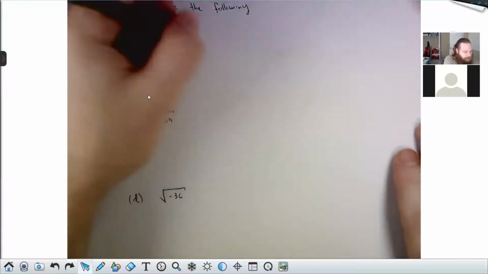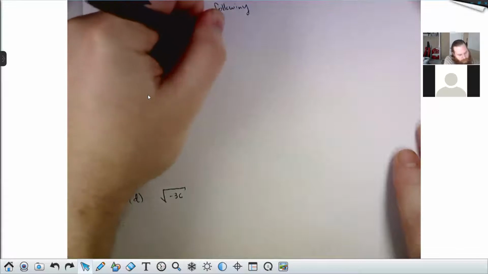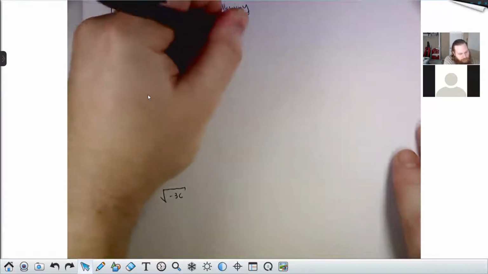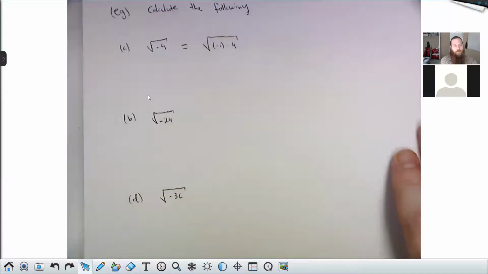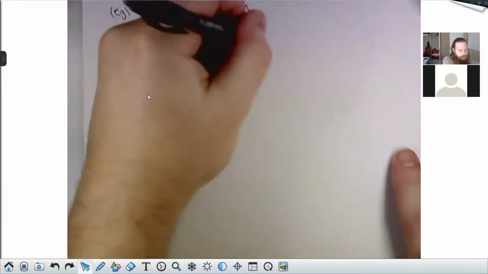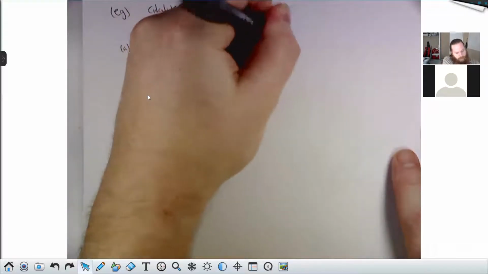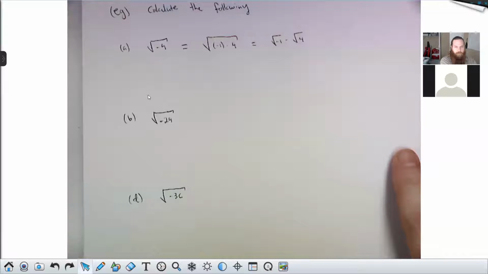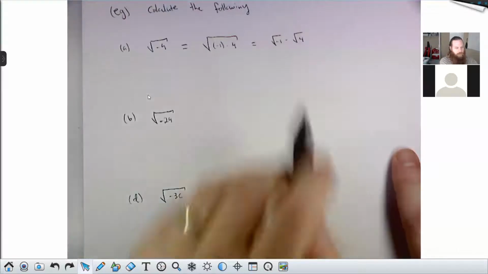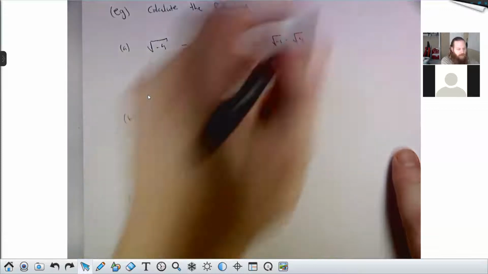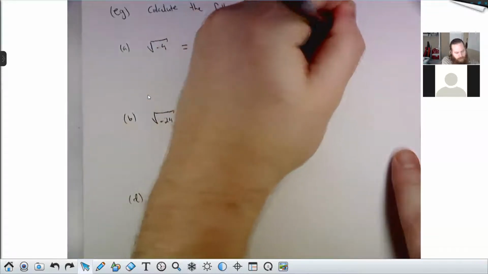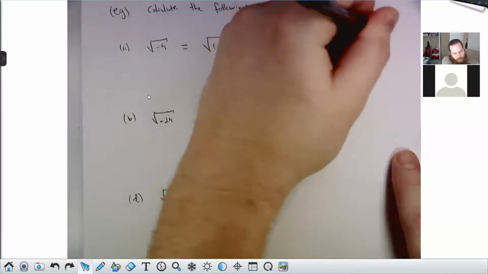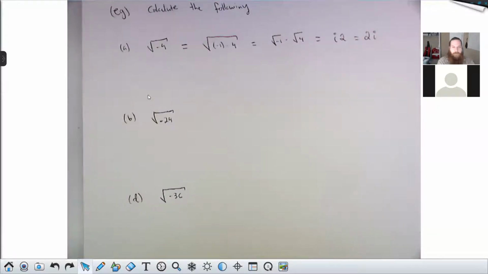The square root of -4, I can think of as the square root of -1 times 4. And while square roots don't play nice with addition or subtraction, they do play nice with multiplication. So I can think of this as the square root of -1 times the square root of 4. Well, the square root of 4 is 2. The square root of -1 is i. So this is i times 2, or most people would write that as 2i. Is everybody comfy with that?